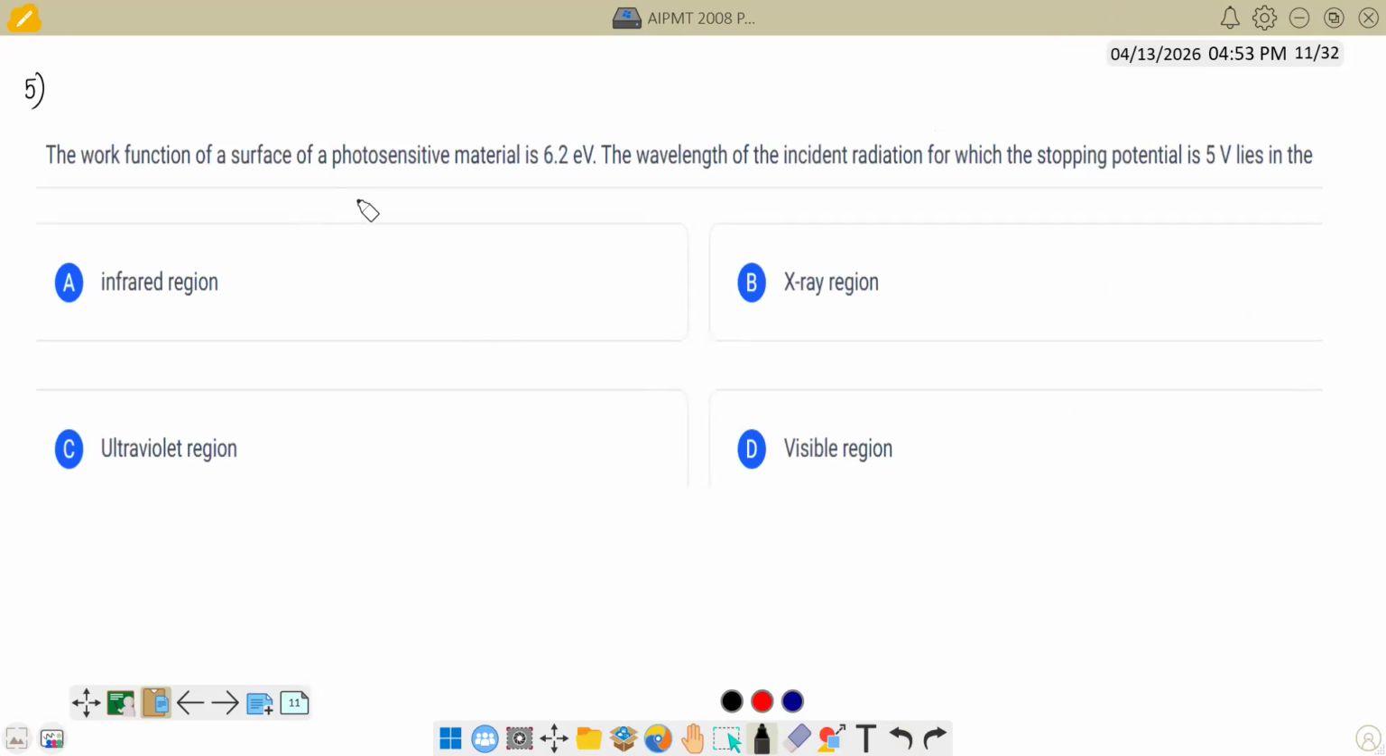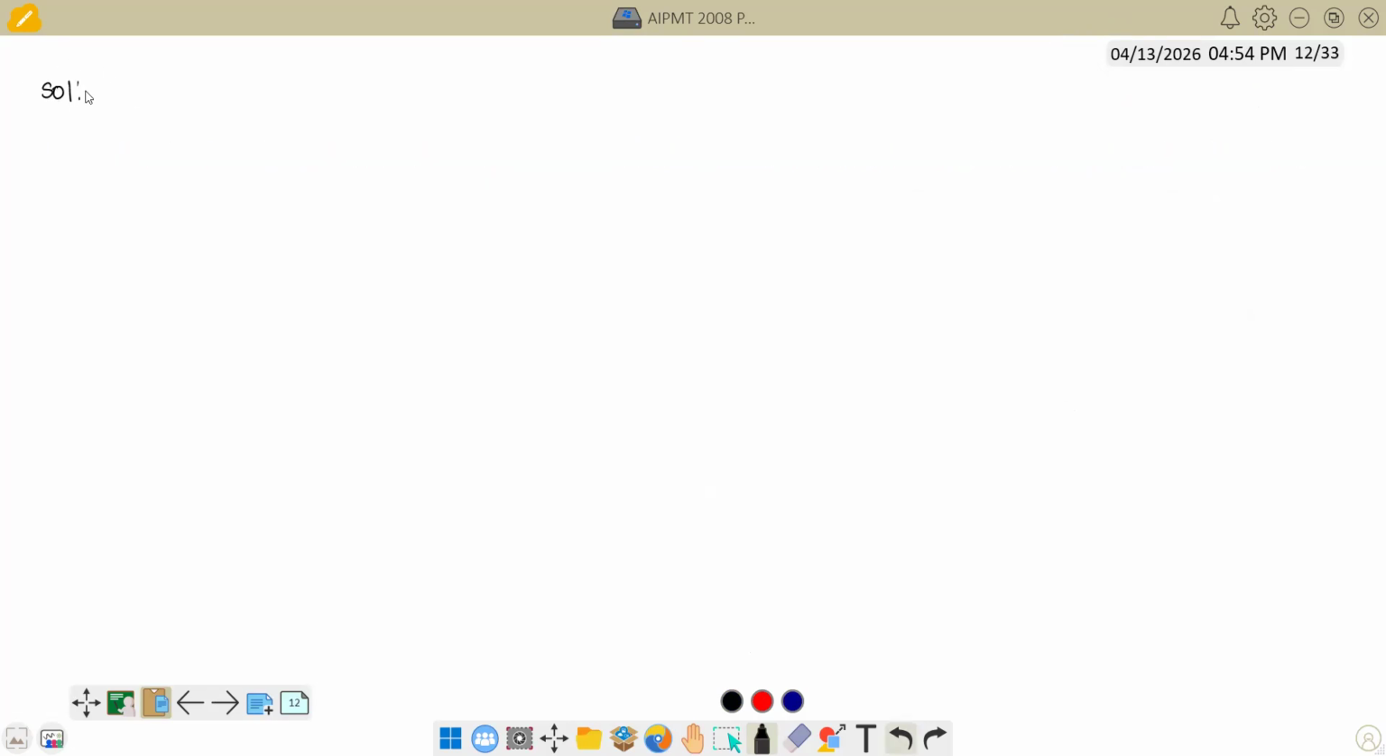Okay, the question says the work function of a surface of a photosensitive material is 6.2 electron volt. The wavelength of the incident radiation for which the stopping potential is 5 volt lies in. So basically he is telling the stopping potential is 5 volt and work function is 6.2 electron volt. Let us find what is the energy incident. So energy incident, that means photon energy, is equal to work function plus K maximum. This K maximum can again be written as e into V, stopping potential.